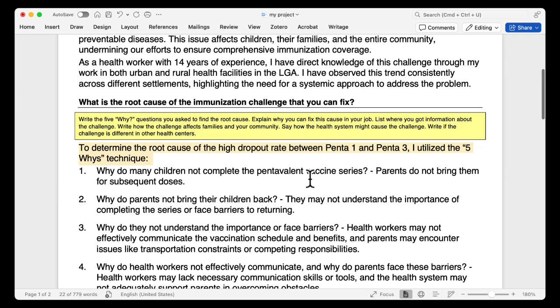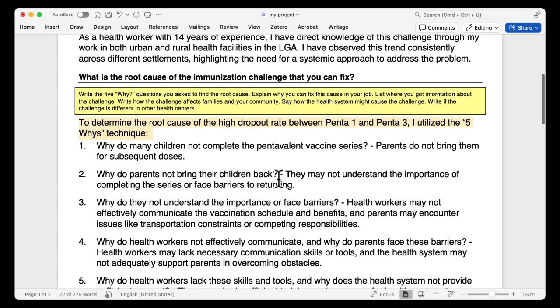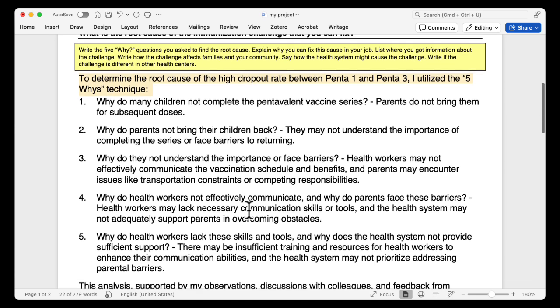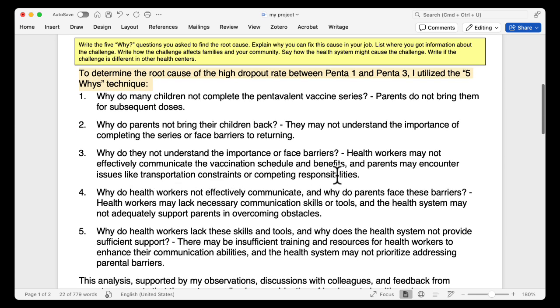Why do so many children not complete the Penta vaccine series? Parents don't bring them back. Why do parents not bring their children back? They may not understand the importance of completing the series. Why don't they understand? It may be a communication gap in the health workers, and parents may encounter issues like transportation constraints or competing responsibilities. So why do health workers not effectively communicate, and why do parents face these barriers?